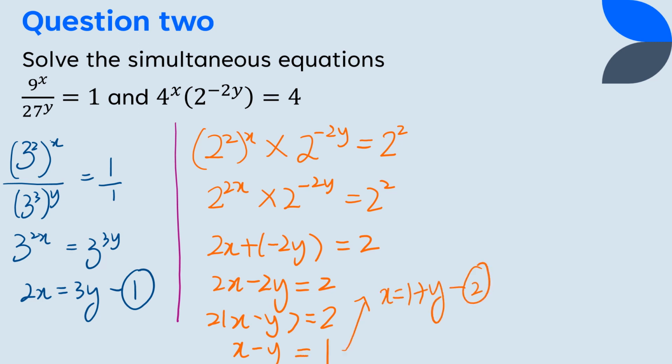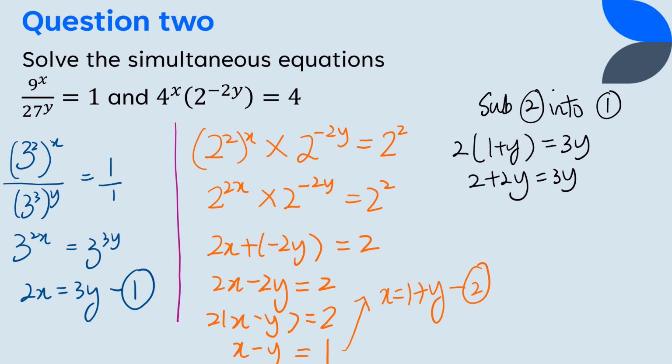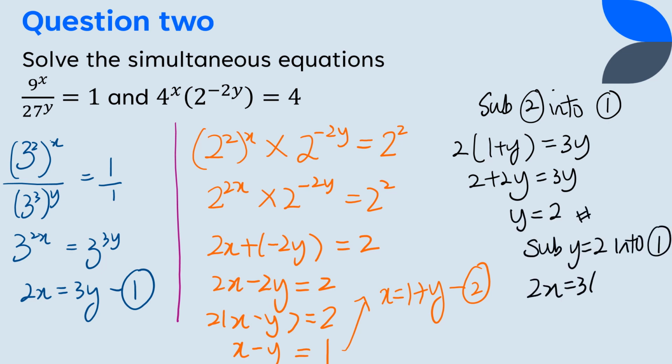Alright, so you make x the subject here, call it equation 2, and substitute equation 2 into equation 1. Find the values of x. You have to find the values of y first, and then substitute the values of y into equation 1 to find the values of x. So here it's actually nothing very new, just that you're given two unknowns, therefore you need to generate two equations, and then you solve them simultaneously.